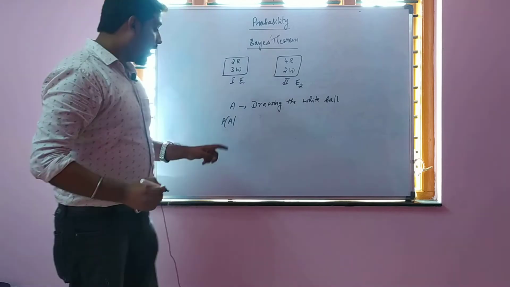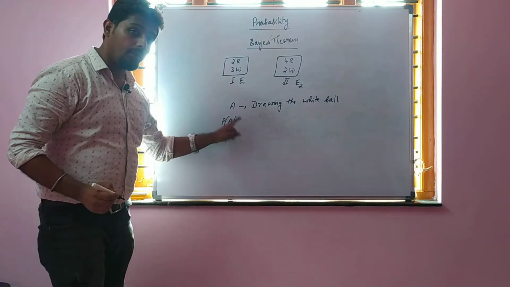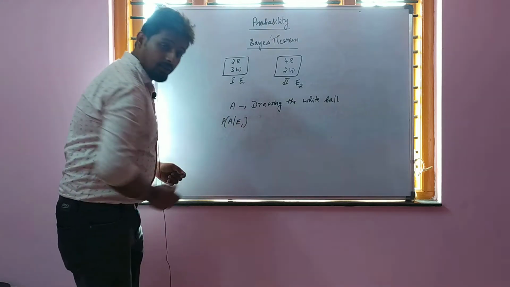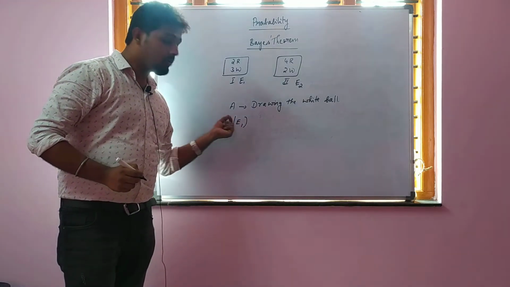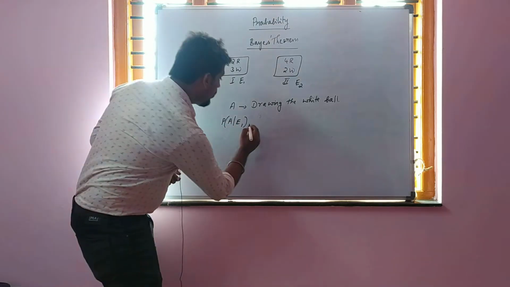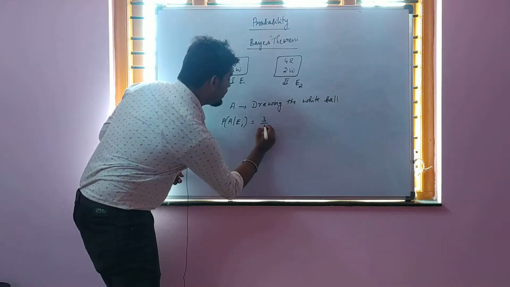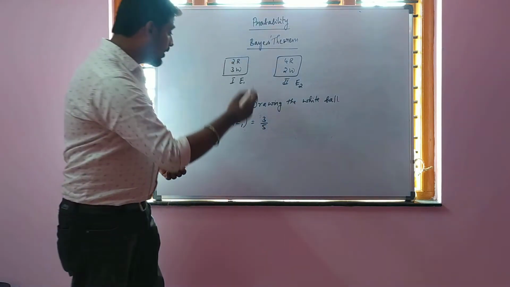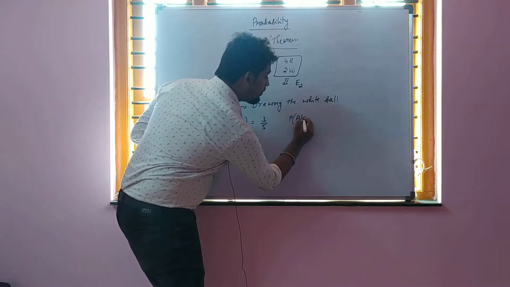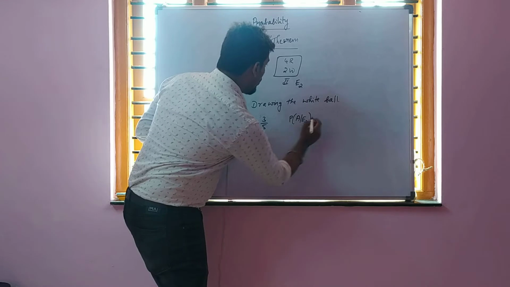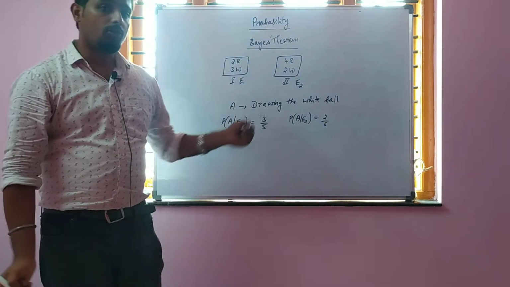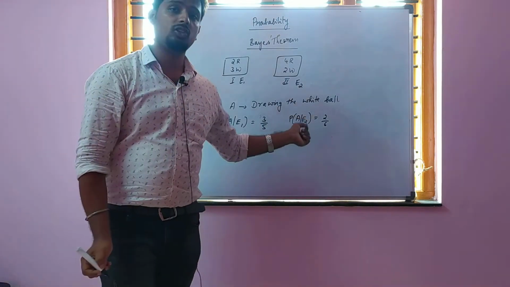Now this white ball can be drawn from where, students? From bag 1. That is why it is dependent on bag 1. If drawing the white ball is dependent on bag 1, then what do we get? We get 3 by 5. Similarly, if I draw a white ball from bag 2, that is P of A given E2, then we get 2 by 6. So this is the probability you have learned in conditional probability.